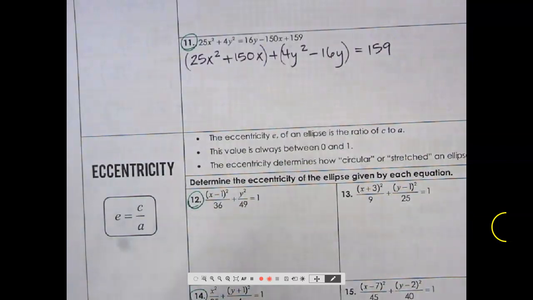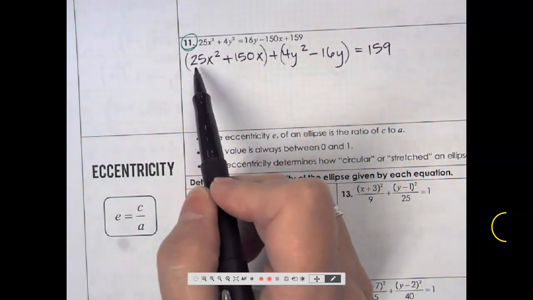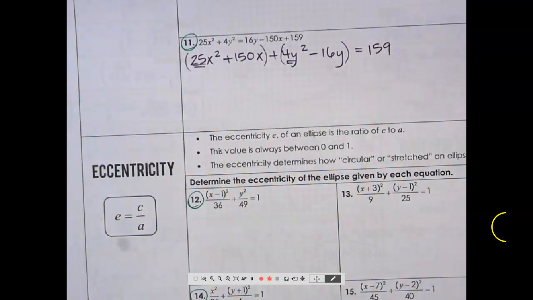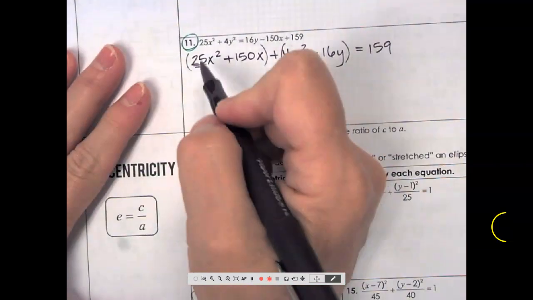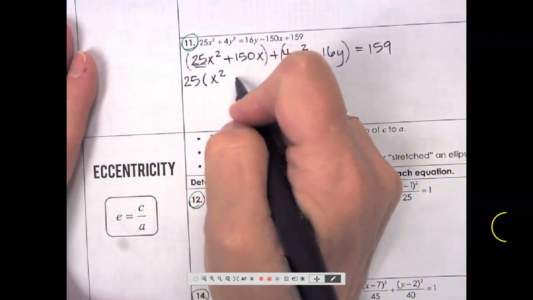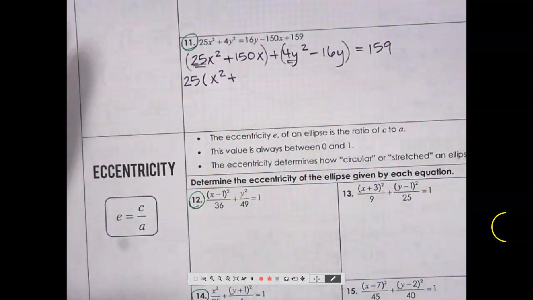next to each other. So in this next step is where I factor out that greatest common factor, which is really just going to be that lead coefficient within each set of parentheses. So the 25 comes out front here, x squared plus, what's 150 divided by 25?